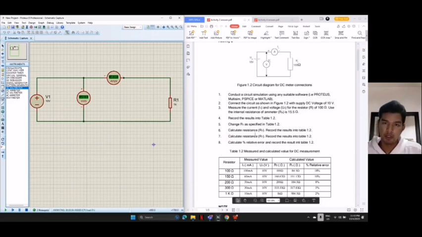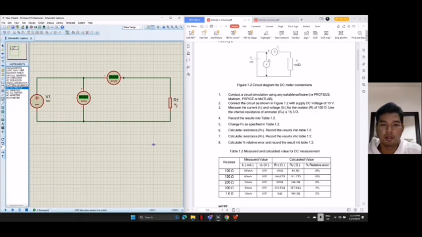For today, I will explain activity 2. Here we have the circuit diagram that was given. This is the circuit diagram that I built in the Proteus software, where we have a 10 volt power supply, a DC voltmeter, a DC ammeter, and a resistor. For the resistor, we have to change it. We follow the instruction given in table 1.2.